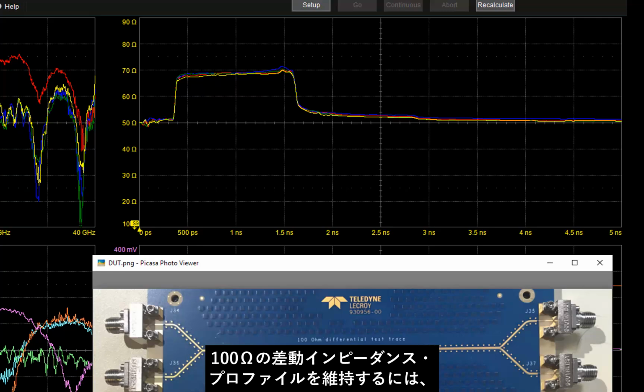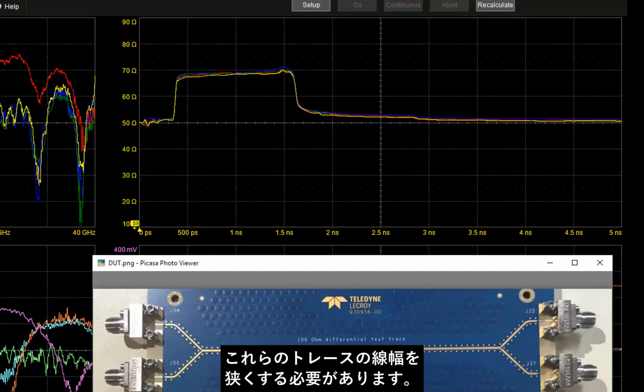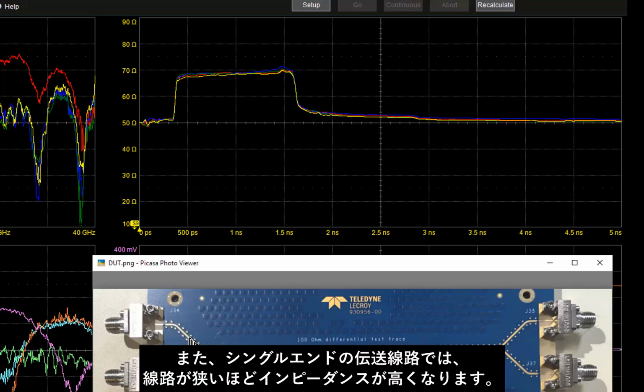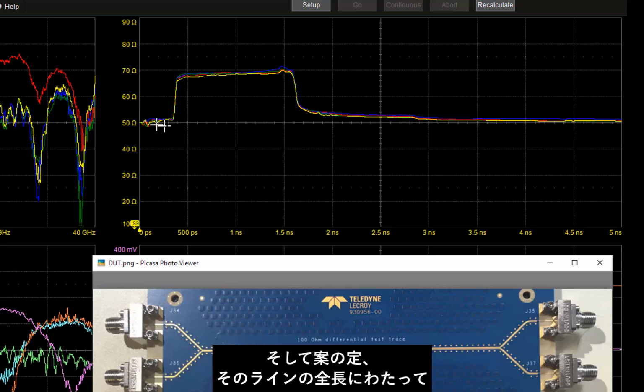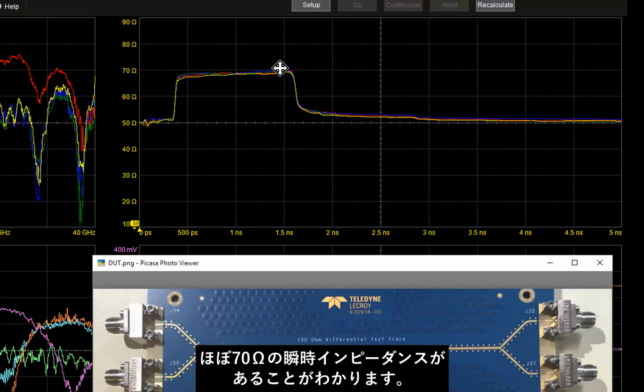In order to keep that 100 ohm differential impedance profile, we have to decrease the line width of those traces. We make them narrower. And as single-ended transmission lines, a narrower line means higher impedance. And sure enough, we see that as almost a 70 ohm instantaneous impedance down the length of that line.